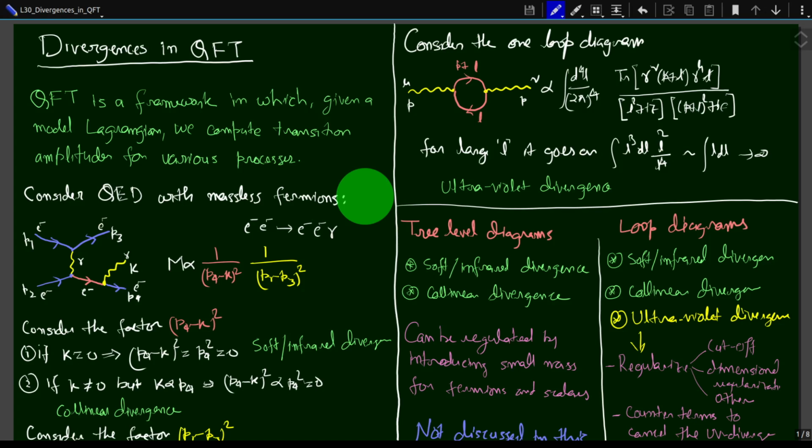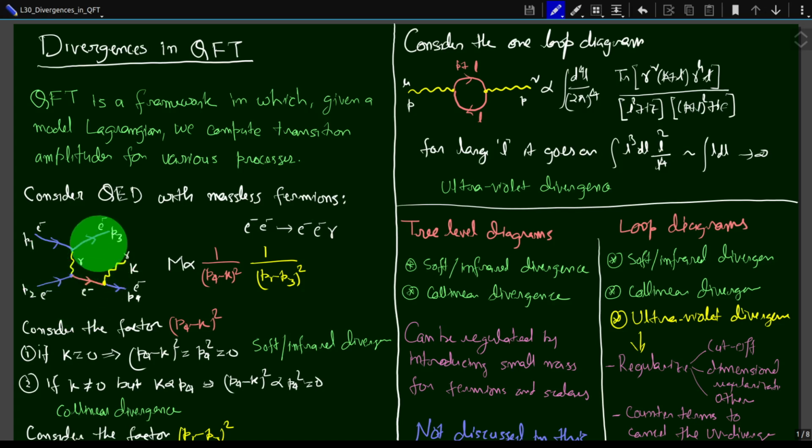So QFT is a framework in which, given a model Lagrangian, we compute transition amplitudes for various processes. For example, let's just consider QED with massless fermion. Massless is important over here. So fermions are massless, and I'm looking for, say, electron being the fermion and massless. I'm looking for the e minus going to e minus gamma process. Here are the two initial e minus and the two final e minus, drawn in blue. Photons are drawn in yellow, and this in pink or red is drawn an internal fermion.